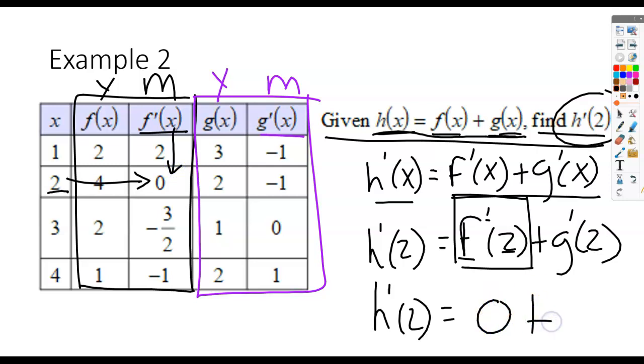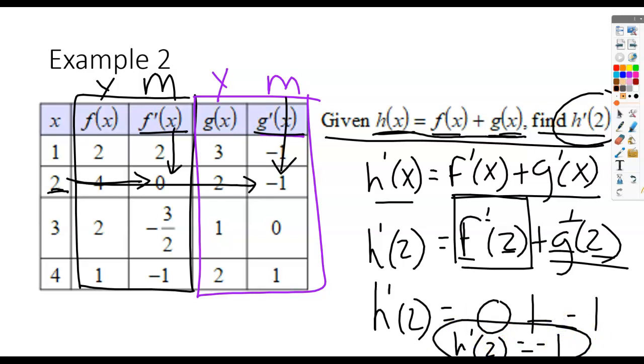Let's do the same thing for the g prime. We want to find the slope of g when x equals 2. So here's g prime, here's 2. So the slope of g when x equals 2 is negative 1. And then we just go ahead and put those together for our final answer. H prime of 2 is equal to 0 plus negative 1, which is negative 1.